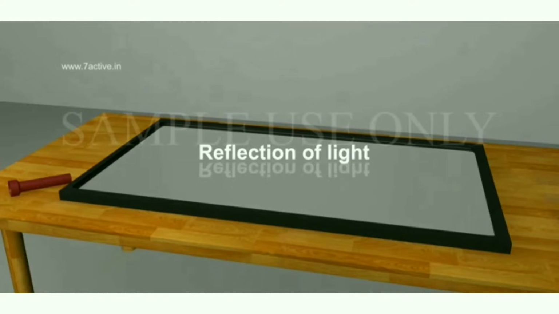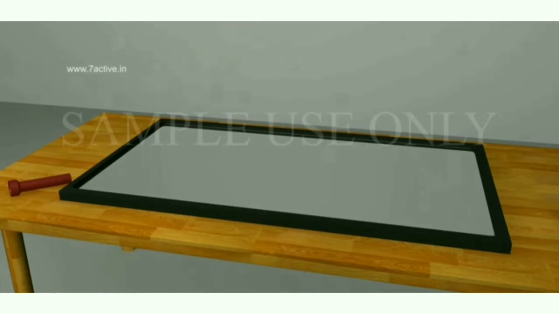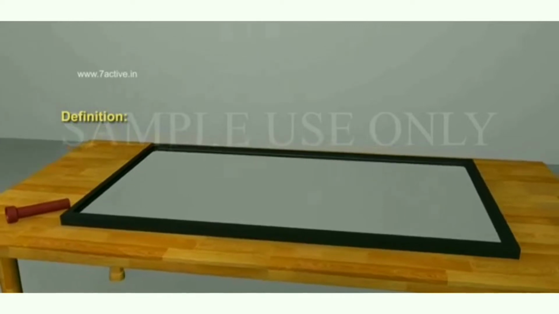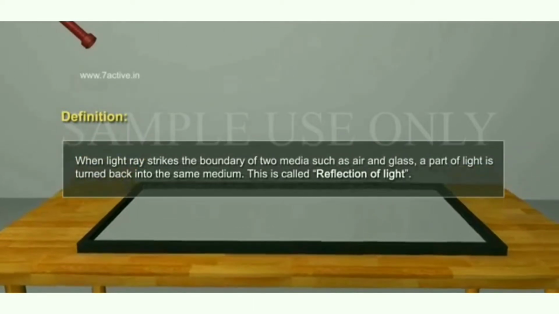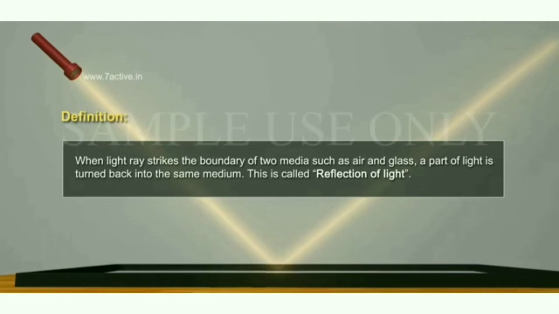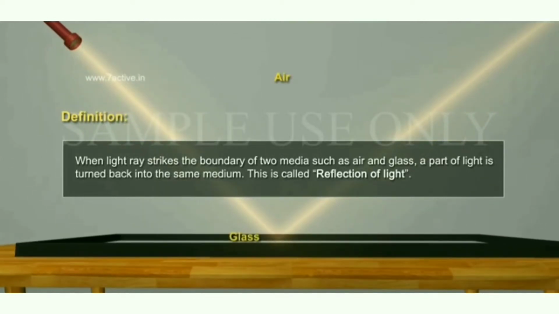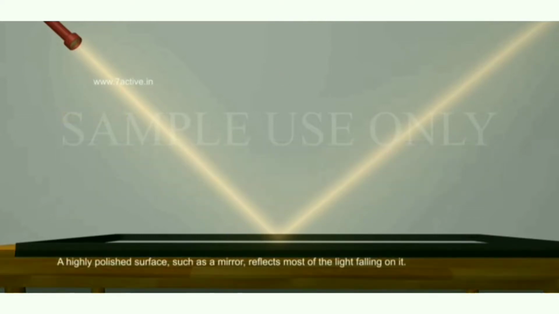Reflection of light. You have seen that light travels in a straight line. Now let us see how we can change the direction of light and what happens when light falls on a polished or shiny surface. Definition. When a light ray strikes the boundary of two media such as air and glass, a part of the light is turned back into the same medium. This is called reflection of light. A highly polished surface such as a mirror reflects most of the light falling on it.